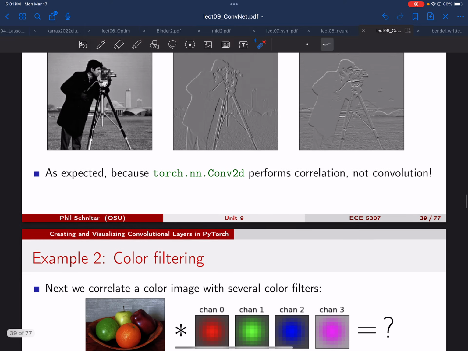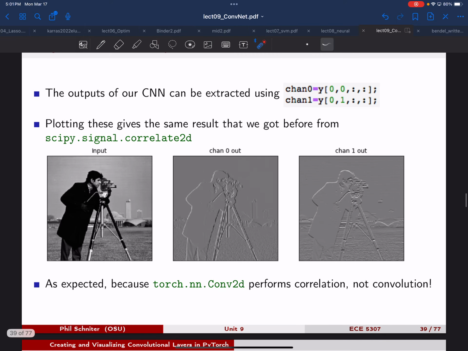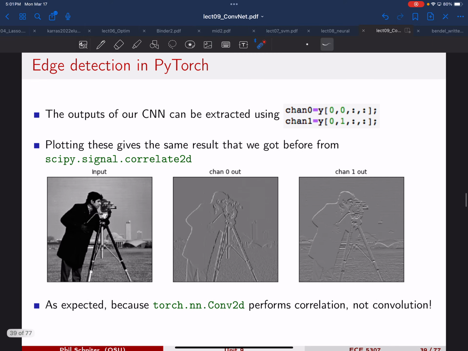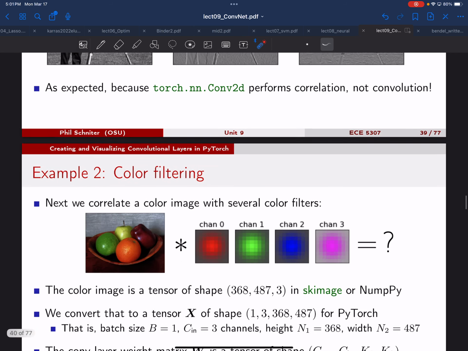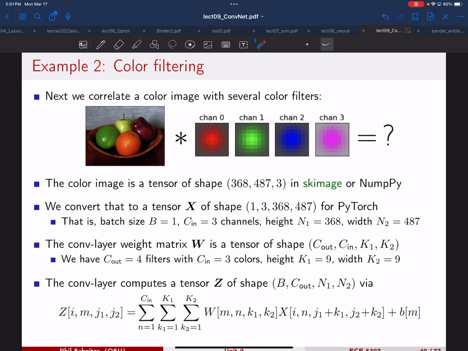Okay, so that's a pretty simple example. Everybody good with what we did here? Any questions? Let's do something a little bit more sophisticated with color filtering.